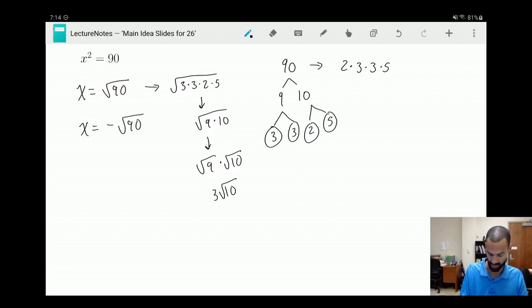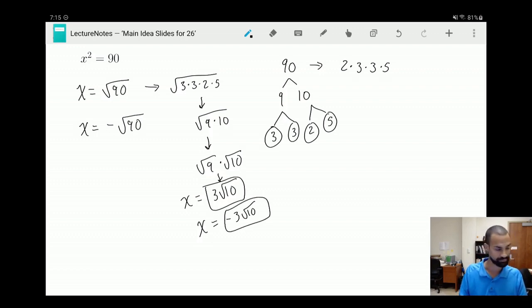Alright, so I kind of drew arrows all over the place. I don't know why I did it that way, but the point is, the pair of 3's end up coming out, okay? And you're left behind with whatever's not paired up. That's how you simplify a square root. So x is equal to 3 times the square root of 10, and of course, negative, right? Negative 3 times the square root of 10. Those are my two solutions.